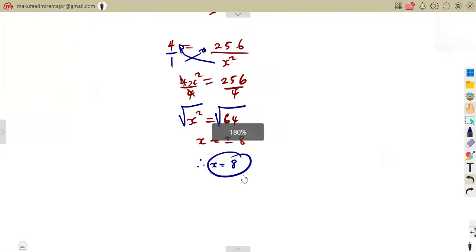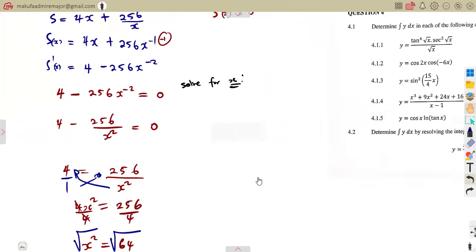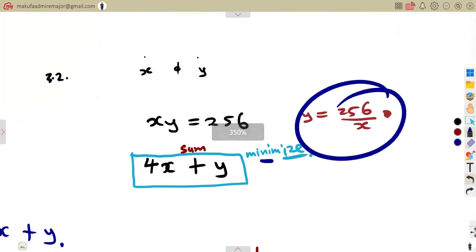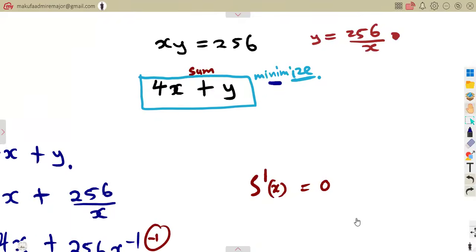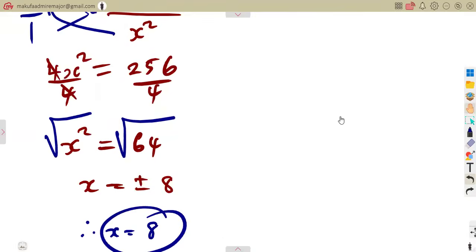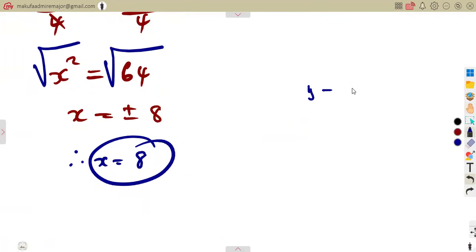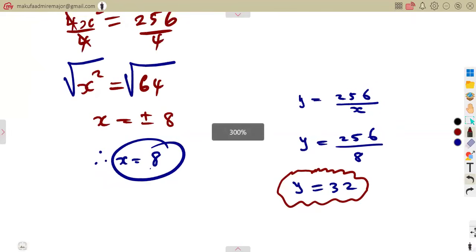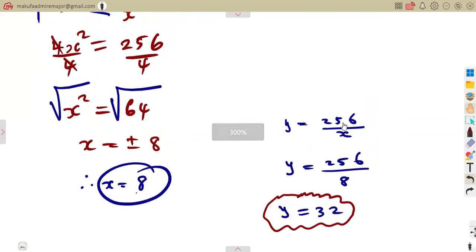But there are two numbers. If one is x, which is 8, what about the other one? The other one, remember, is y. And y is equal to what? 256 over x. From that equation that you formulated, you're going to have your y from there. So y is equal to 256 over our x, which we got as 8. So what is the value of y? That is 32. So these are the two numbers that will satisfy the condition that you're given.